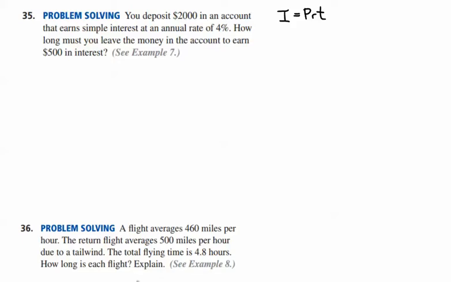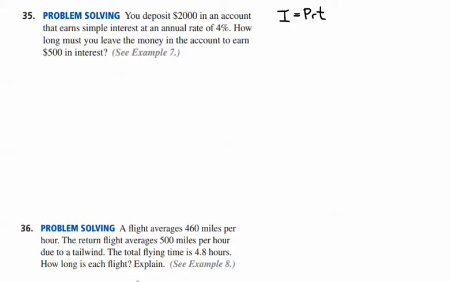Okay, in this video we go on to some more word problems in Chapter 1, Section 5. We have number 35. And we'll be using the interest equals principal times rate times time formula that we learned earlier in this section. You deposit $2,000 in an account that earns simple interest at an annual rate of 4%. How long must you leave the money in the account to earn $500 in interest?